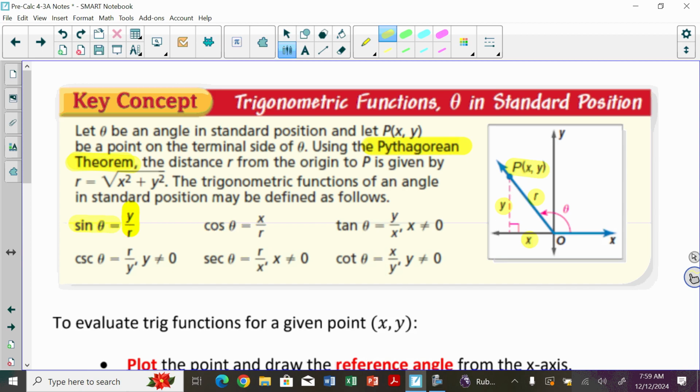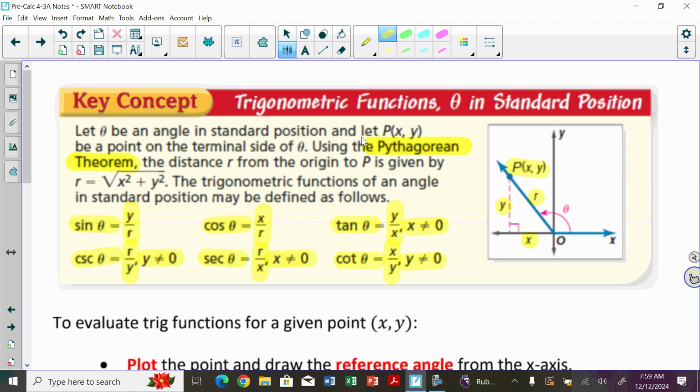Sine of theta is going to be y over r. Cosine of theta is going to be x over r, and these are all in your notes. Tangent of theta is y over x, but remember we can't have x be 0. Cosecant is the reciprocal of sine. The secant is the reciprocal of cosine, and cotangent is the reciprocal of tangent.